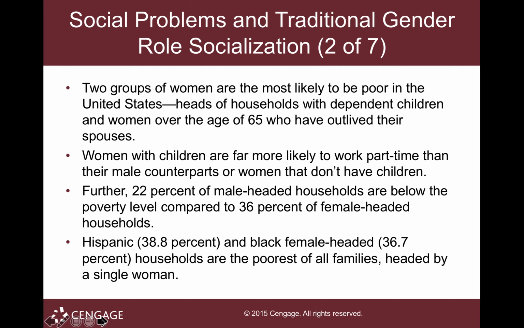Two groups of women are most likely to be poor in the United States: the heads of households with dependent children and women over the age of 65 who have outlived their spouses. Women with children are far more likely to work part-time than their male counterparts or women who don't have children. Further, 22% of male-headed households are below the poverty level compared to 36% of female-headed households. About 38% of Hispanic and 36% of black female-headed households are the poorest of all families headed by a single woman.